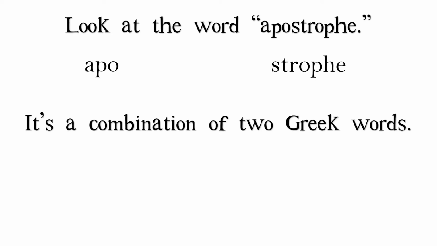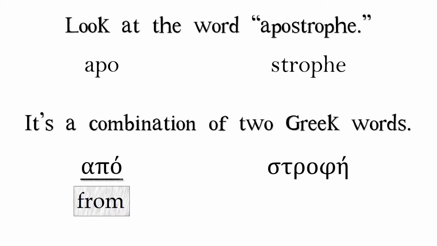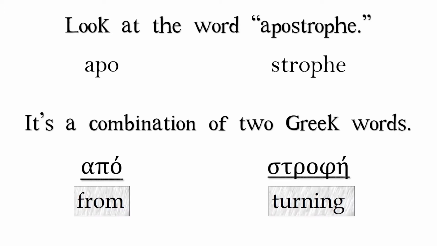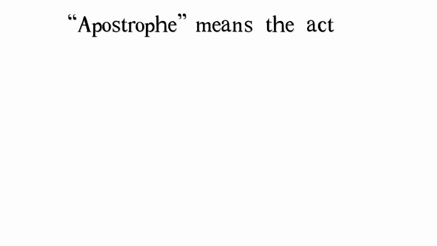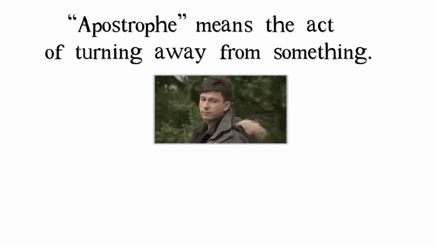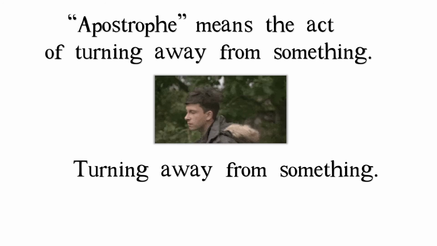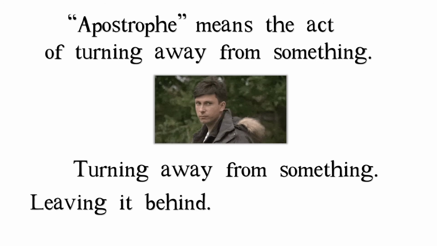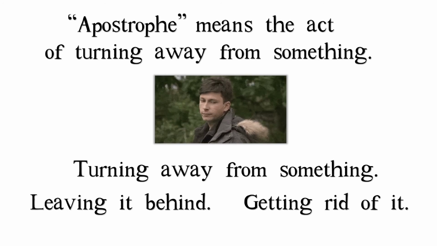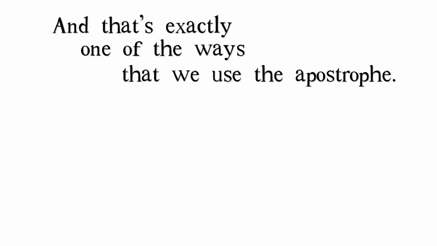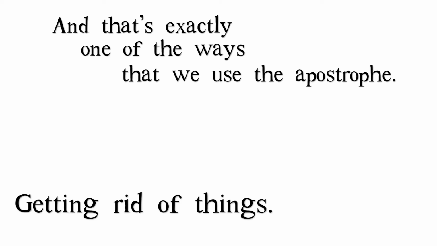Apostrophe. It's a combination of two Greek words, apo and strophe. Apo means from, and strophe means turning. Apostrophe means the act of turning away from something. Turning away from something. Leaving it behind. Getting rid of it. And that's exactly one of the ways that we use the apostrophe. Getting rid of things.